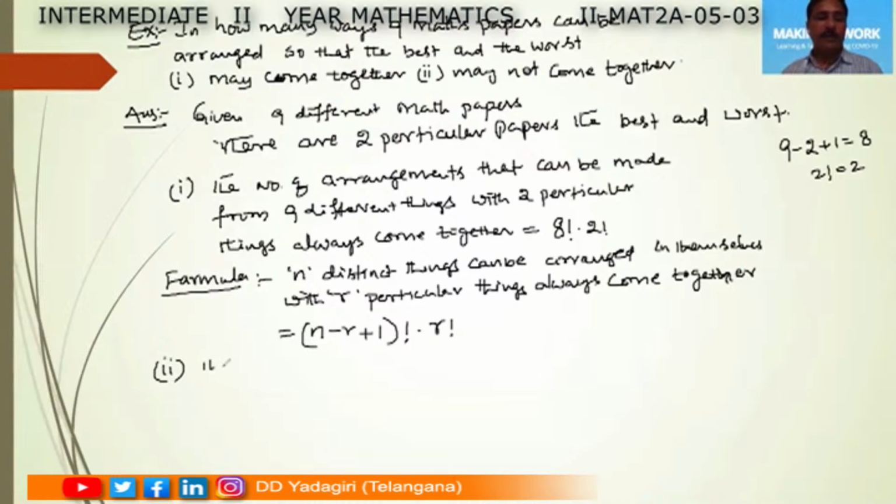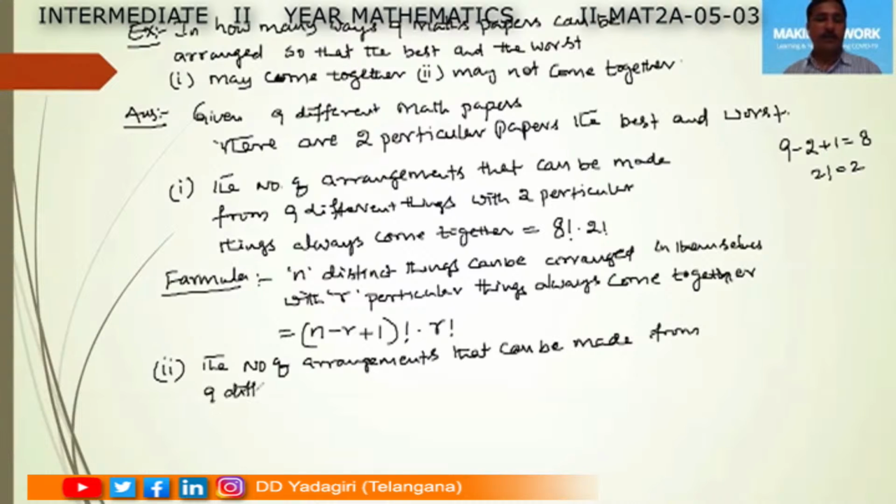And second, the number of arrangements that can be made from 9 different things with 2 particular things that do not come together.